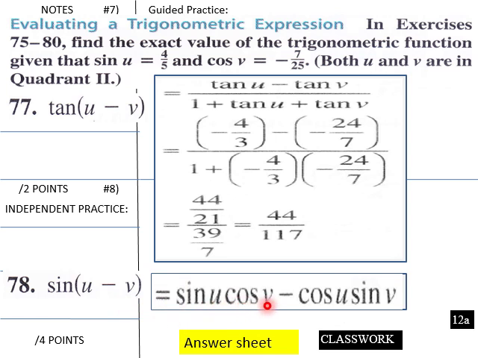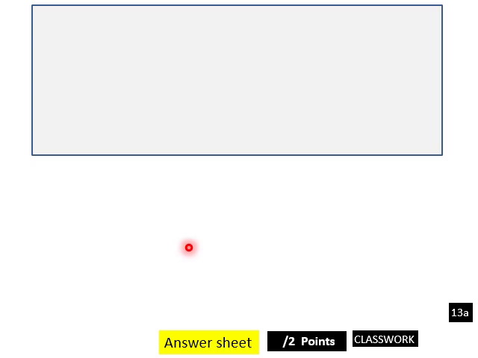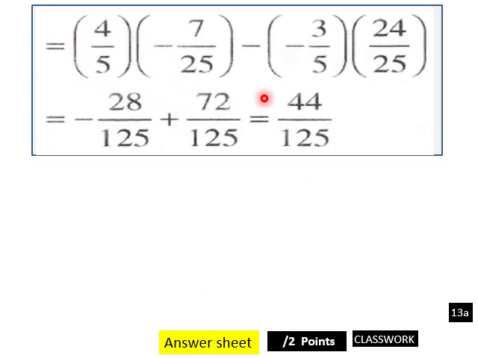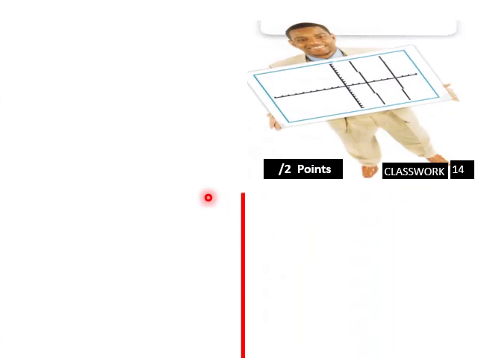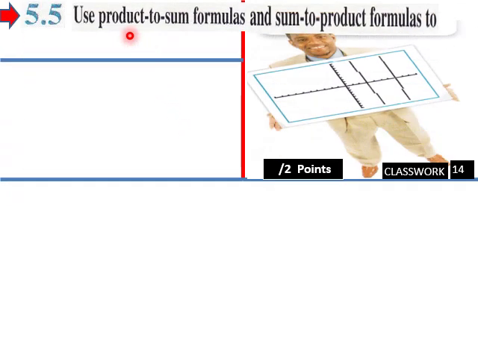This will become sine u cosine v minus cosine u sine v using our sum and difference. And then furthering that one, when you plug in our values now from our quadrant 2, 4 over 5 multiplying by negative 7 25ths minus negative 3 over 5 multiplying by 24 over 25, and then this cranks out to 44 over 125 for the second, the independent practice on that. Okay, then we go into 5.5.